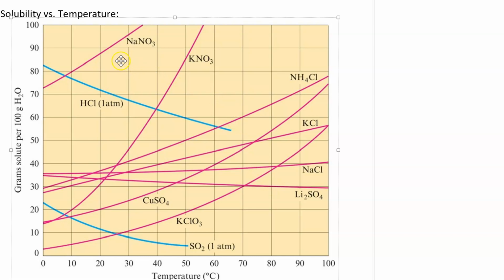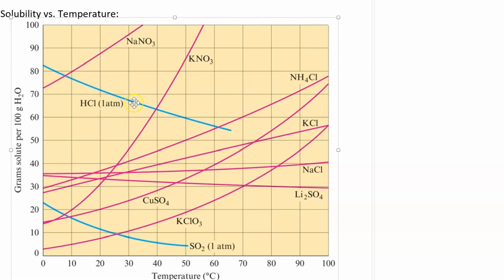For all of the other ionic substances here, the solubility increases as the temperature goes up. For potassium nitrate, this is really steep. At 0 degrees, you get 15 grams of potassium nitrate in 100 grams of water. At 45 degrees, you're up to 80 grams.